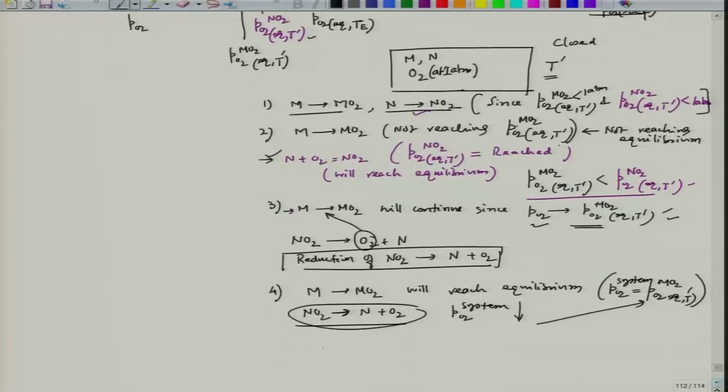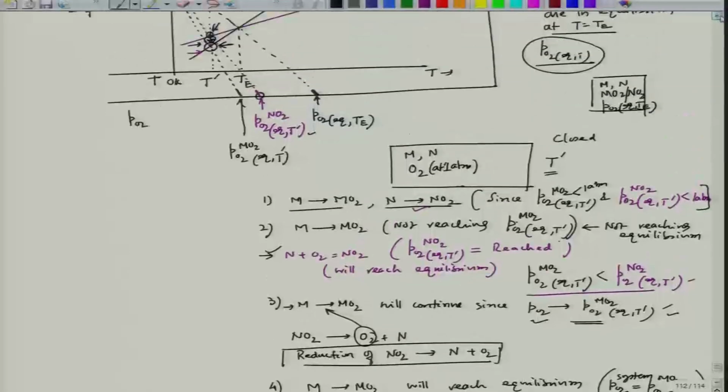So, the final system will contain M, O2, N and MO2. This will be the final. Of course, I will have oxygen also, and this oxygen will be in equilibrium with these two, and N will be the product in that particular simple system, provided we have sufficient M, which will allow the oxidation, and N will be the final product. So, N will not oxidize, M will oxidize. This is the condition which can be set.